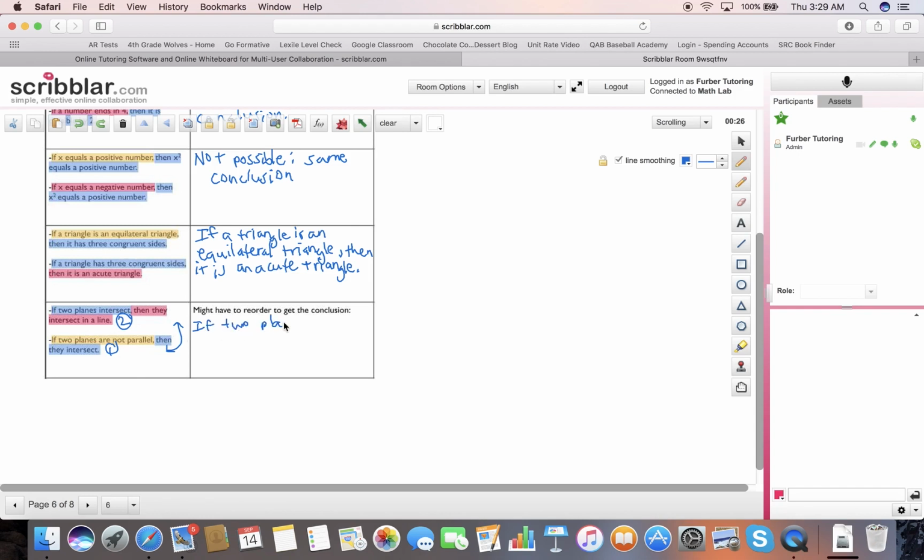If two planes are not parallel, then they intersect in a line. So again, they should be reversed, and sometimes that happens. Sometimes you're going to have to reorder the statements in order to see that the conclusion of one becomes the hypothesis of the other. Okay?